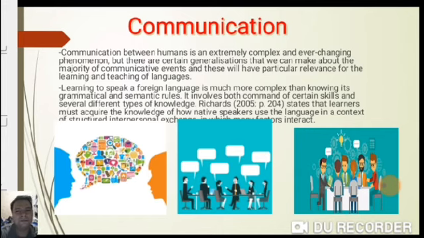Learning to speak a foreign language is much more complex than knowing its grammatical and semantic rules. It involves both command of certain skills and different types of knowledge. According to Richards 2005, learners must acquire a knowledge of how native speakers use the language in context of structured interpersonal exchange in which many factors interact.